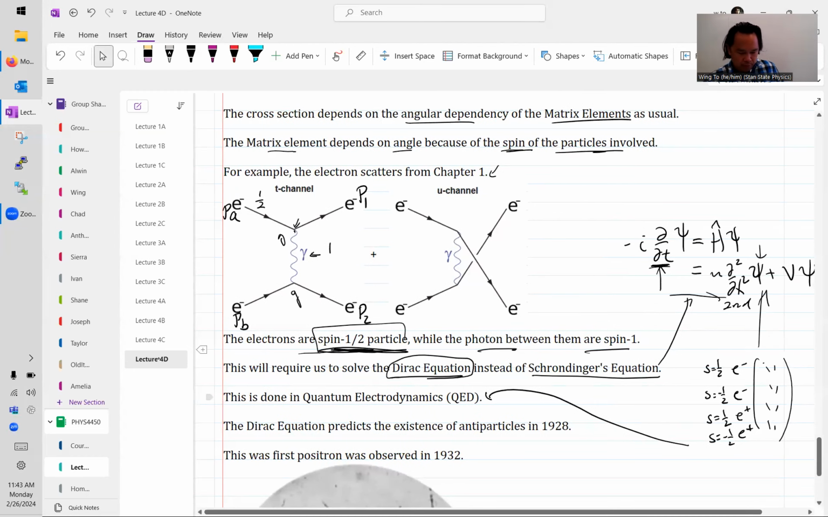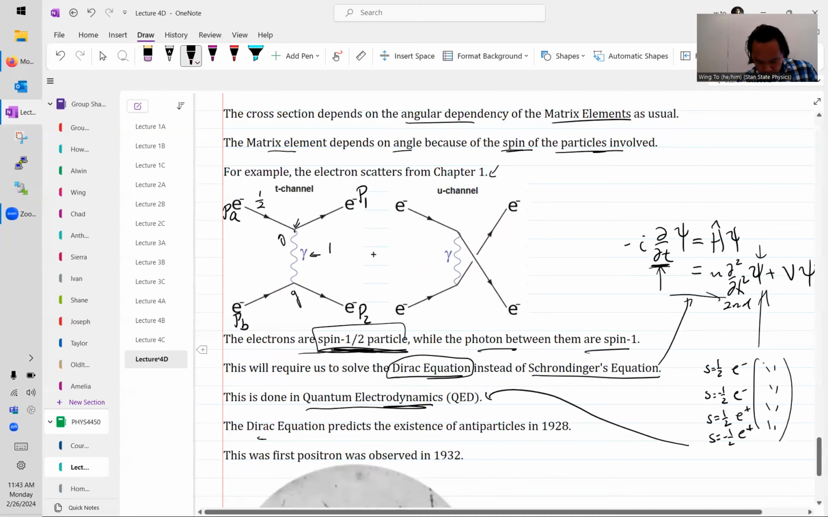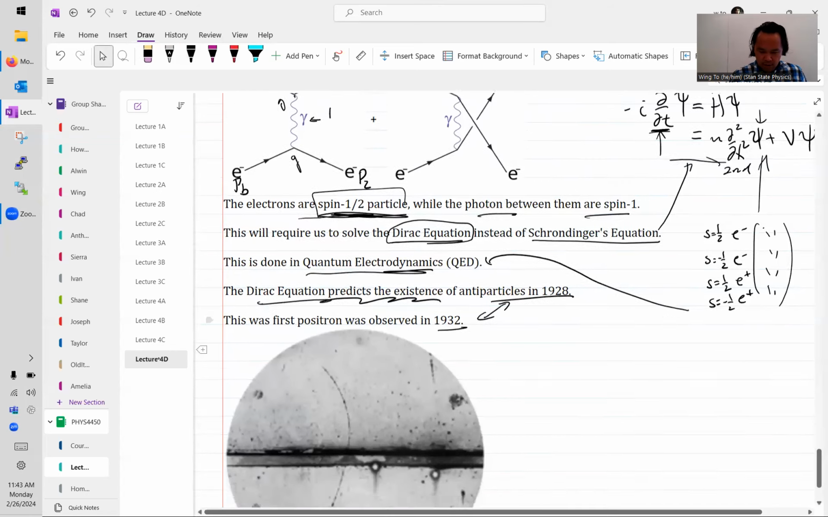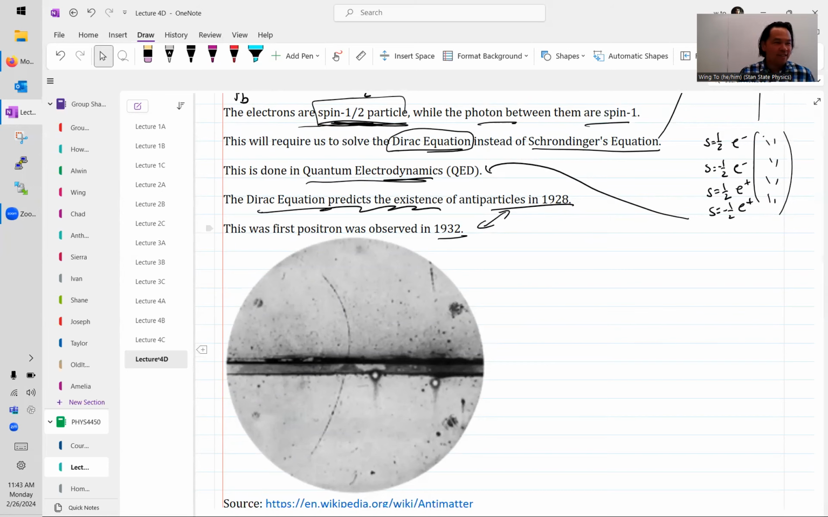which is going to be the foundation for quantum electrodynamics, in the next couple of chapters. The Dirac equation actually predicts the existence of antiparticles in 1928. And luckily for Dirac, 4 years later they actually found it, unlike Peter Higgs, who had to wait about 45 years.